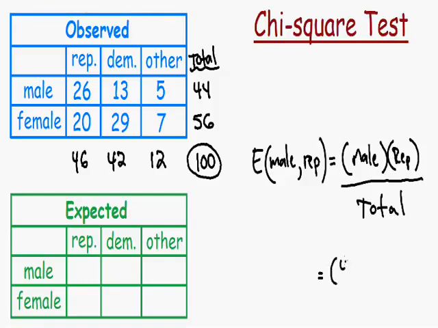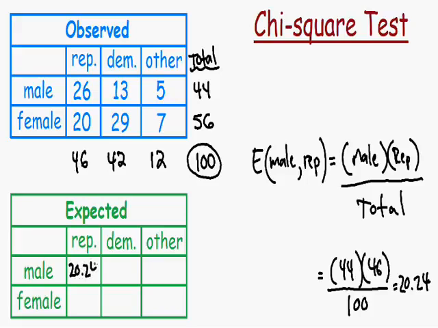So we have 44 males multiplied by the total number of Republicans, and we know that we have 46 total Republicans. So this is multiplied by 46, all divided by the grand total. We have 100 people total in the study, so this is divided by 100. And if you plug this into a calculator, 44 times 46 divided by 100 is equal to 20.24. So the expected number of male Republicans is equal to 20.24.